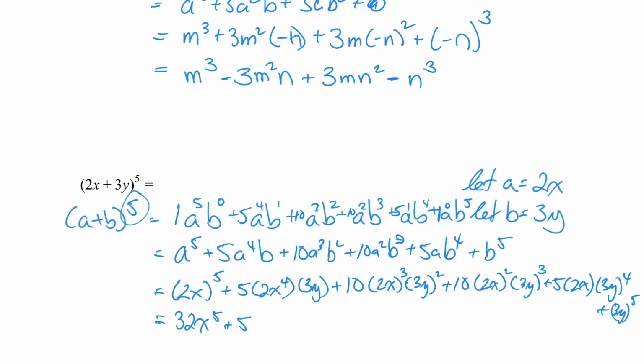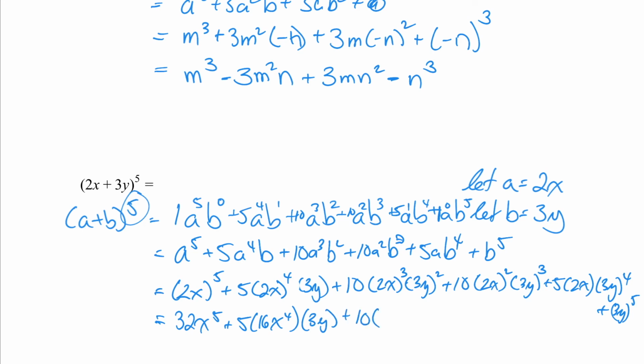This is the tricky thing about Pascal's triangle, we need to be careful. This is really (2x) all to the power of 4. So here, 2 to the power of 4 is 16, x to the power of 4. And then here we're just still left with 3y.